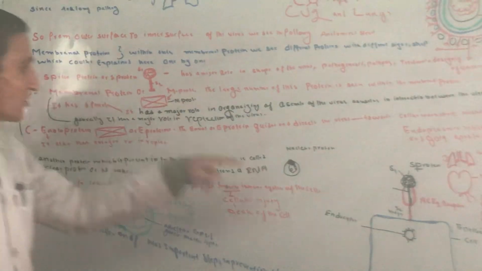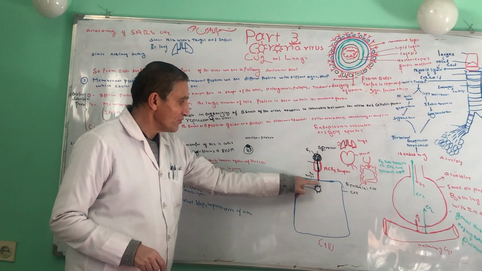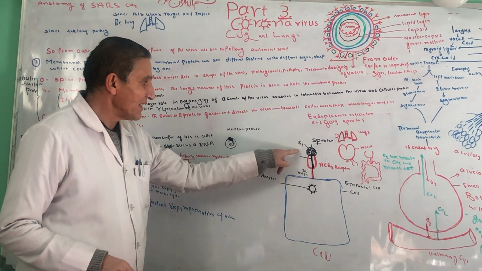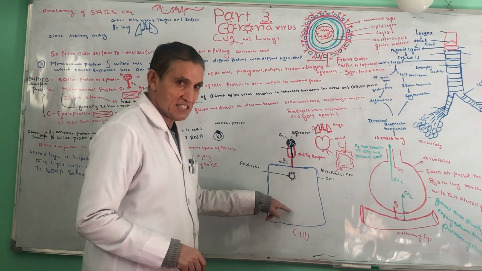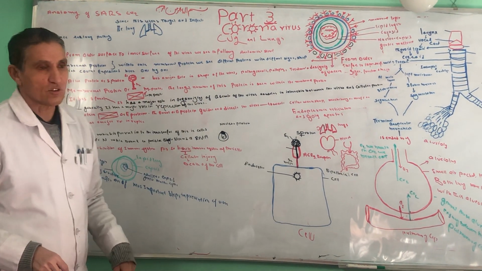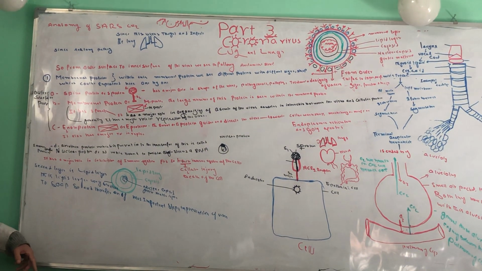S1 binds to the receptor, and S2 helps the virus to fuse with the cell membrane. Finally, this virus, through a special process called endocytosis, enters the host cytoplasm. This was about the membranal proteins and spike protein.